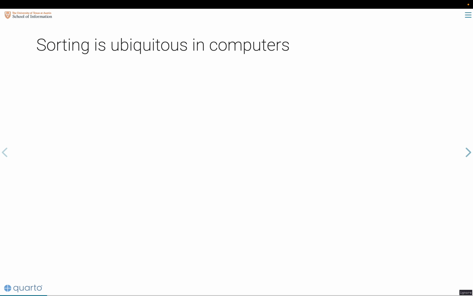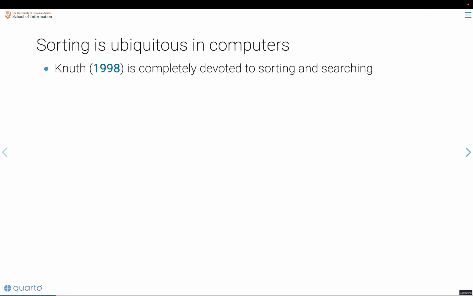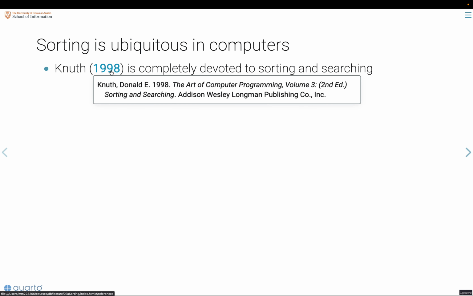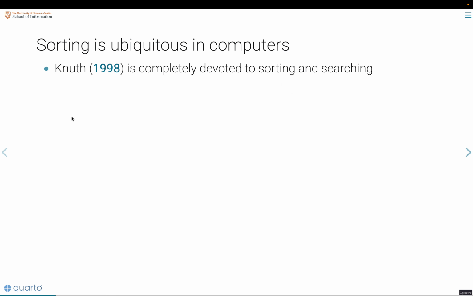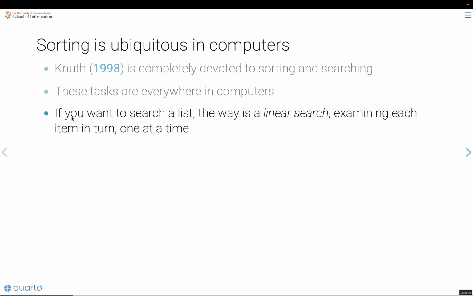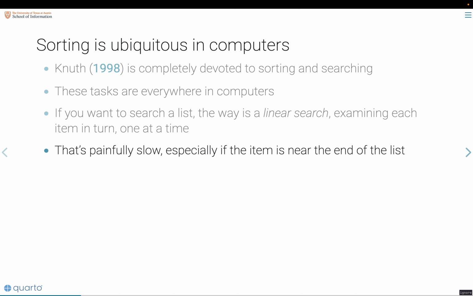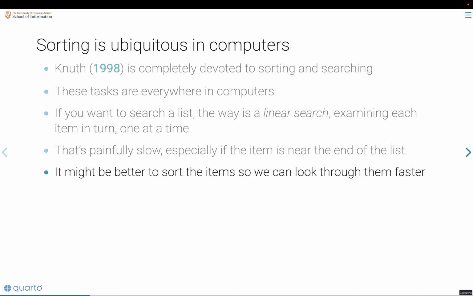Sorting is everywhere. In fact, one of the volumes of The Art of Computer Programming is completely devoted to sorting and searching. These tasks are everywhere in computers. If you want to search a list, the way is a linear search, examining each item in turn one at a time, which is painfully slow, especially if the item is near the end of the list. It might be better to sort the items so that we can look through them faster.